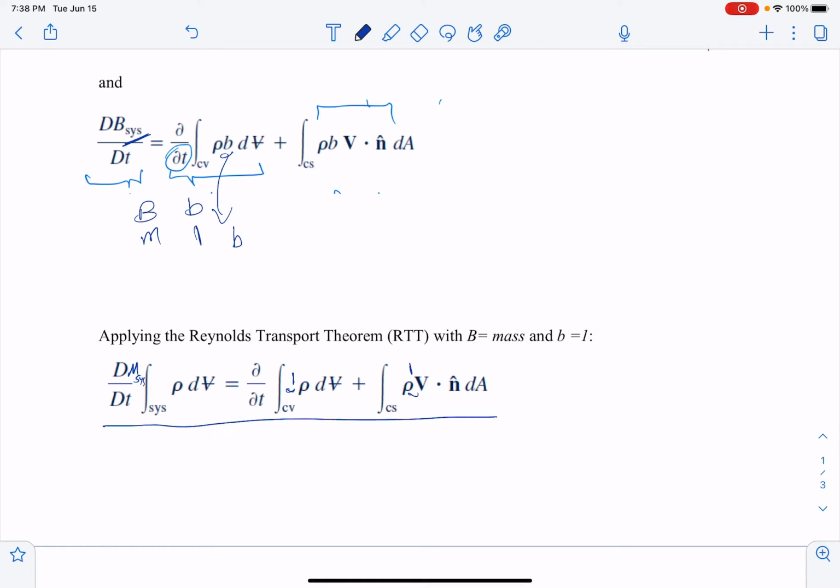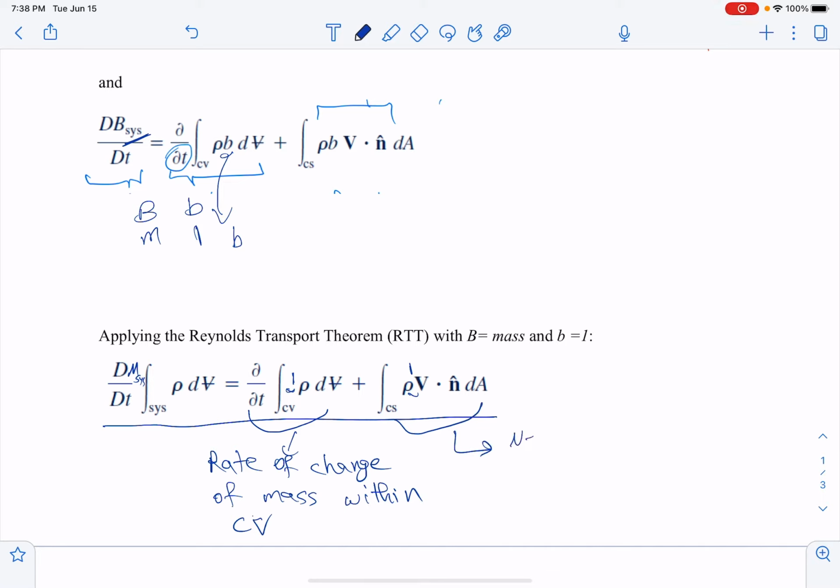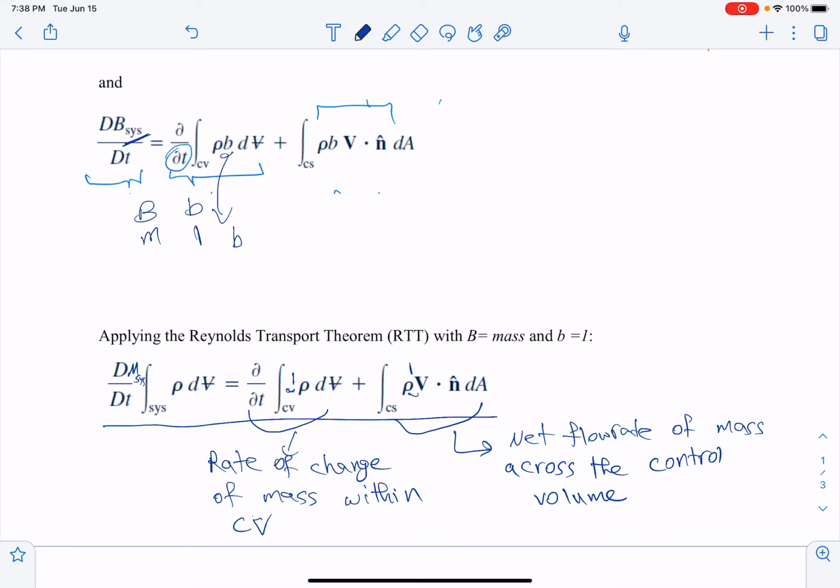And if I want to say what the meaning of it is, this one means the rate of change of mass within the control volume, and this is the net flow rate of mass across the control volume. All of them together are equal to 0.